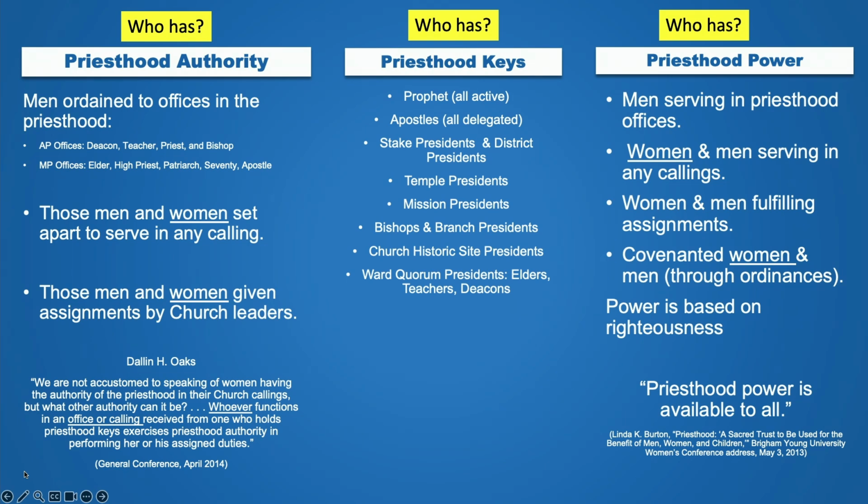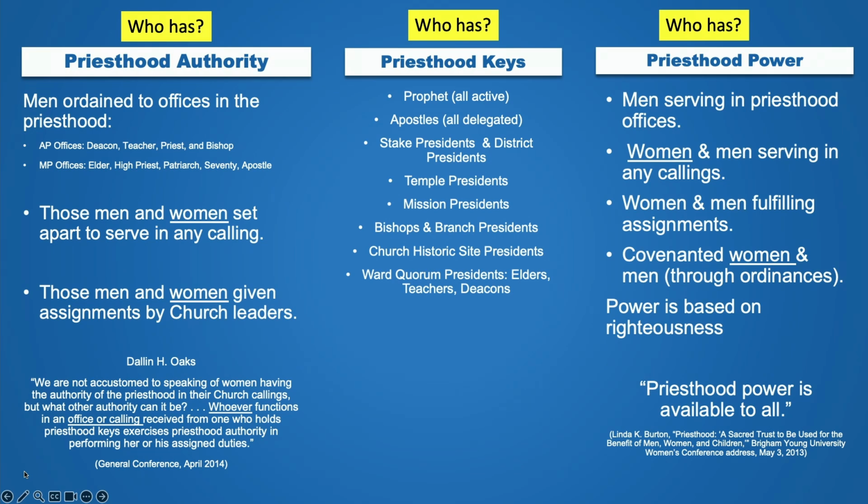Then we move to the more local levels. We have stake presidents and district presidents. We have temple presidents, mission presidents, bishops and branch presidents, church historic site presidents. And then on our ward level, we have our elders quorum president, our teachers quorum president, and our deacons quorum president. So hopefully the word president is starting to ring a bell, that many presidents in our church hold priesthood keys. But don't just make that a blanket thing. Not all presidents hold keys, but these ones do.